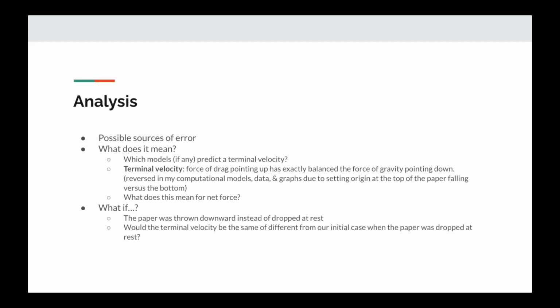If the paper was thrown downward instead of dropped at rest, the terminal velocity should be the same as the initial case, since gravitational force, which is a constant, and drag force will still balance out at the same velocity per the definition of terminal velocity we just discussed. These forces must be equal and opposite, independent of whatever the initial velocity of the system is.